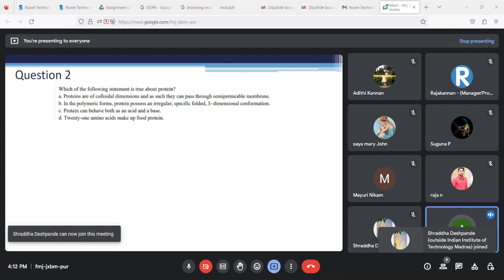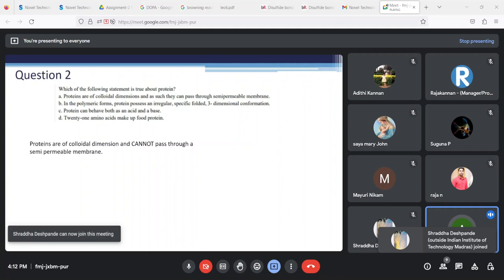Option C. Yeah. So option C is true. So what about options A, B and D? So what is wrong in those statements? So proteins are of colloidal dimensions. They can be big enough, they can be extremely small, they can be big enough as well.